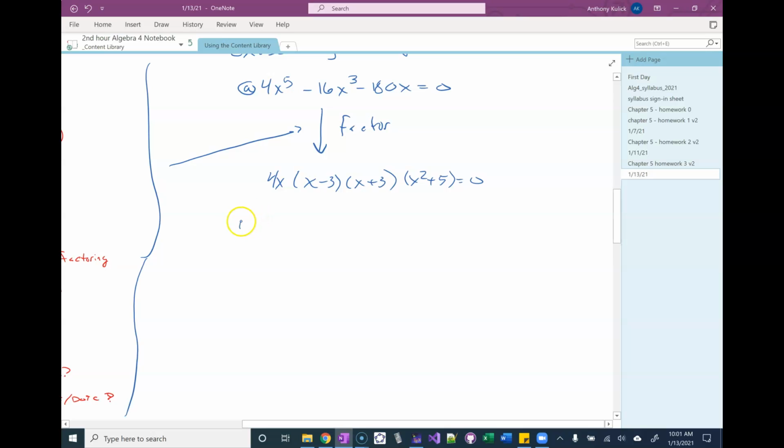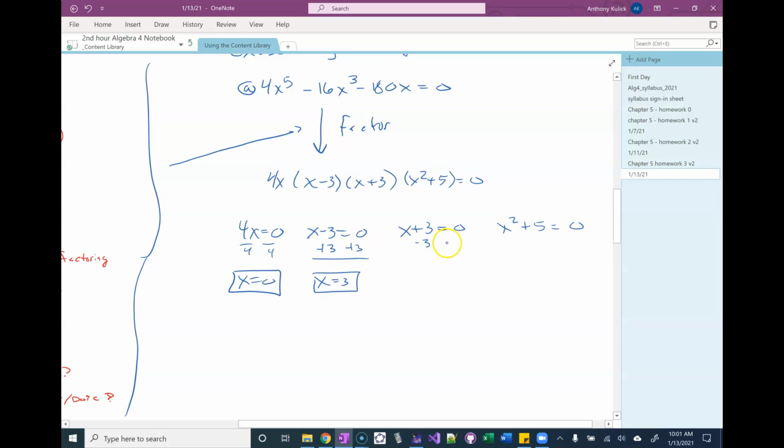So what we can do now is set each of these pieces equal to 0 and solve each one of them separately. So 4x is equal to 0, so I can divide both sides by 4. I get that x is equal to 0. X minus 3 is equal to 0. I can add 3 to both sides to get x equals 3. X plus 3 is 0. I'll subtract 3 from both sides to get x equals negative 3.